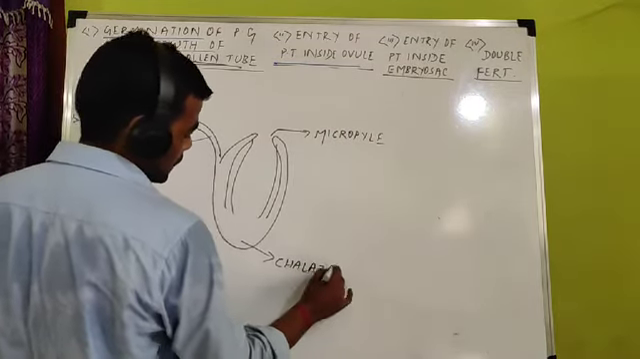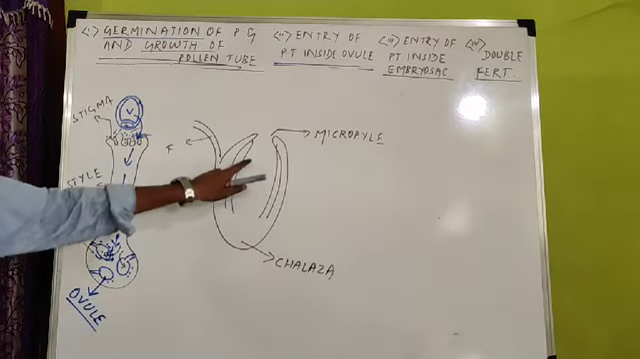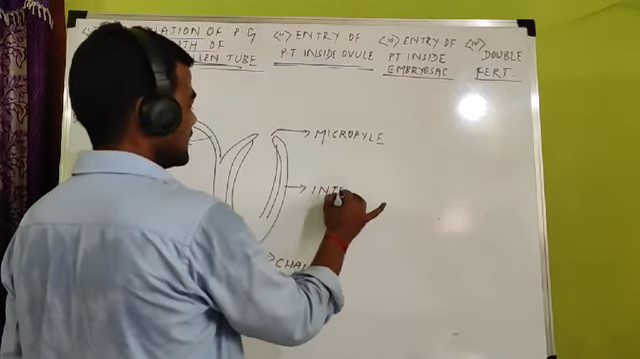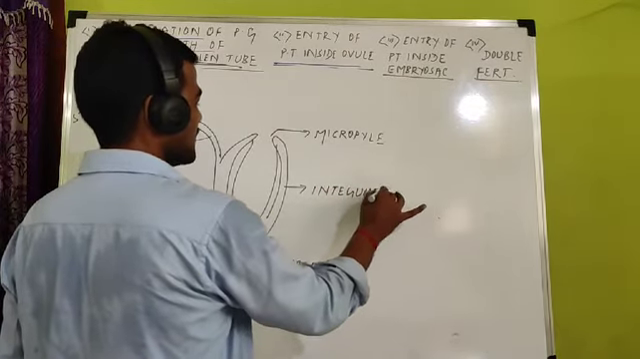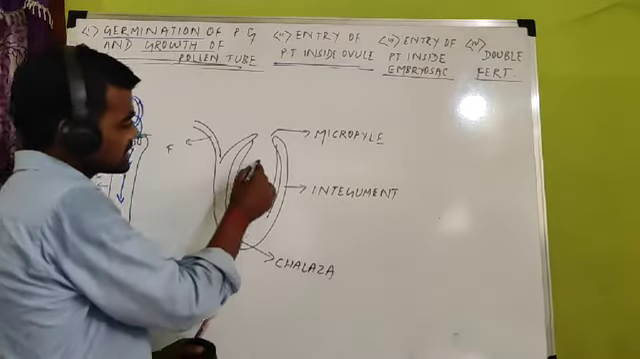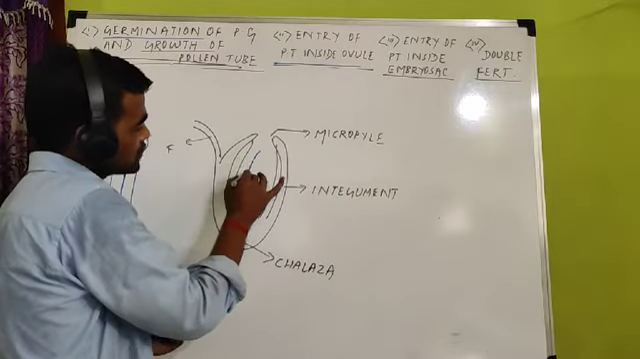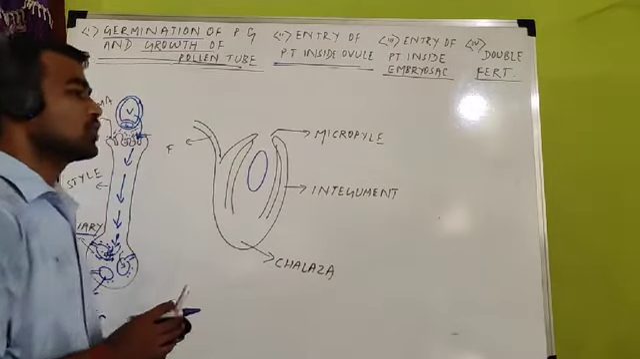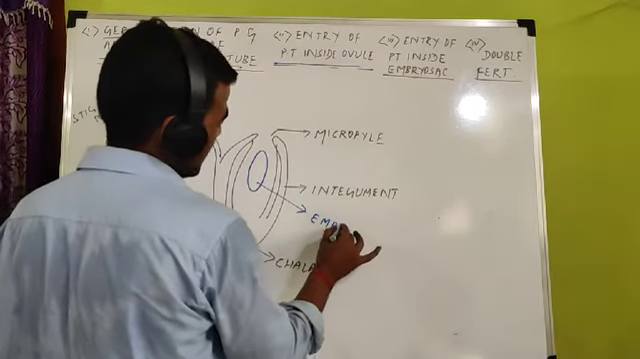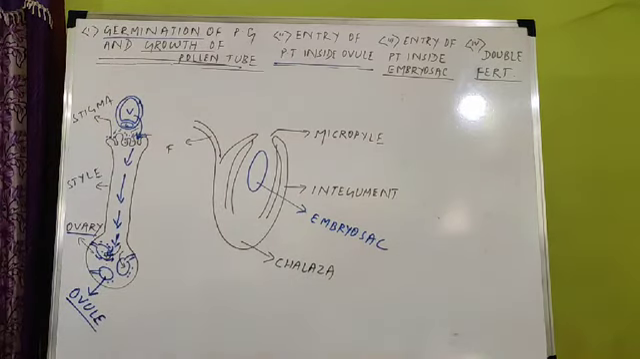And already we have discussed, inside the ovule there is some mass, the nucellus, and this covering is called the integument. Inside this there is a mass of cells called the nucellus. And almost at the center there is a sac-like structure known as the embryo sac.